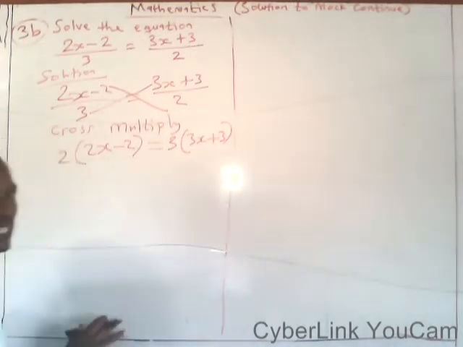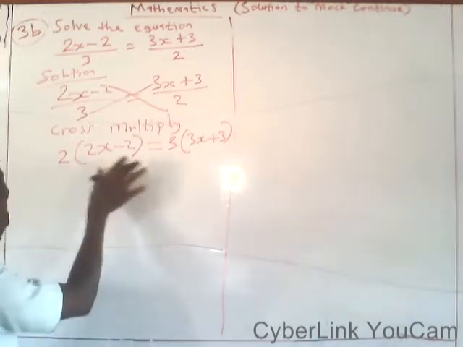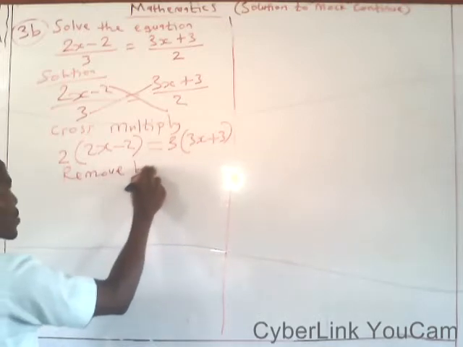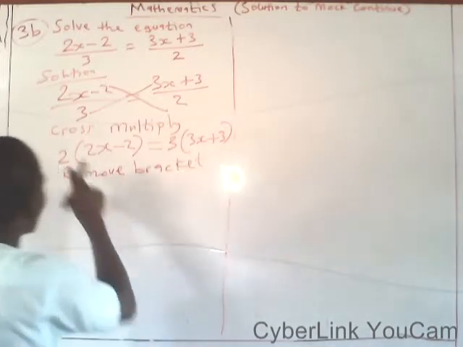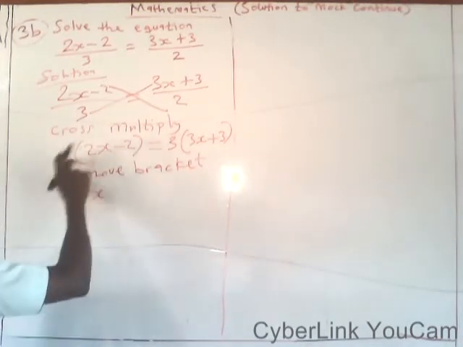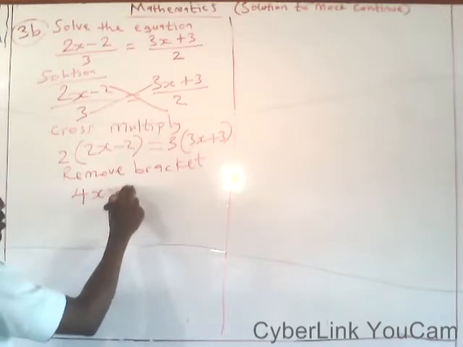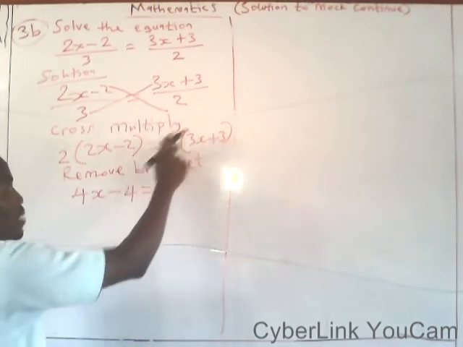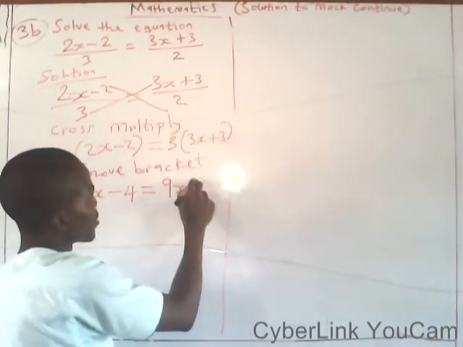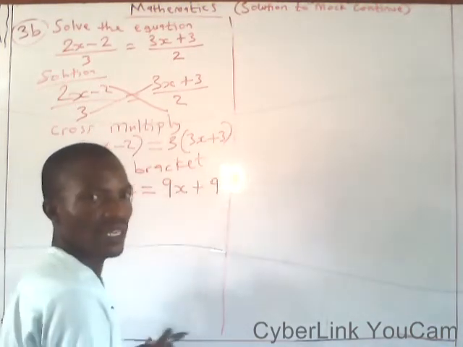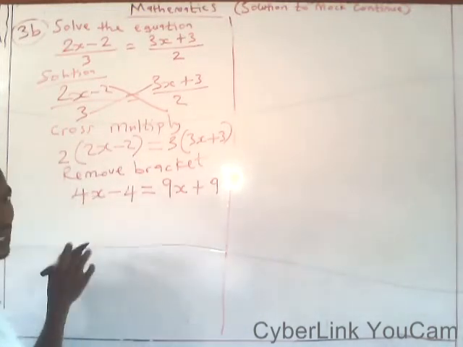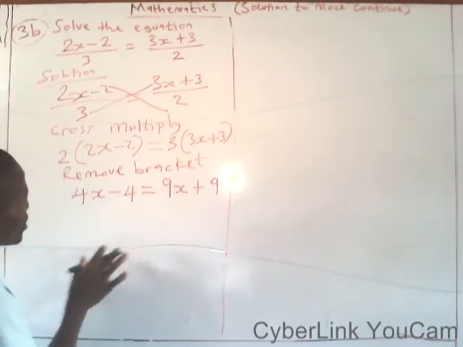Now let us remove the brackets. 2 multiplied by 2x will give us 4x. 2 multiplied by minus 2 is minus 4, equal to 3 multiplied by 3x, that is 9x. 3 multiplied by 3 is plus 9. Having arrived at this, we are looking for x. The best thing for us to do here is to do what?